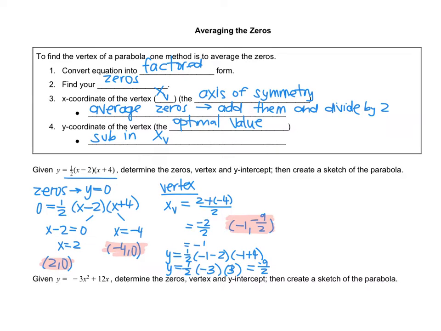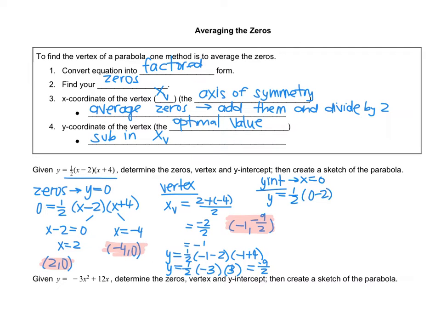You can either set your x equal to 0 and just simplify, or you can expand your factored form to turn it into standard form and look at that constant. It is more efficient to just replace x with 0. So that is what I'm going to do.